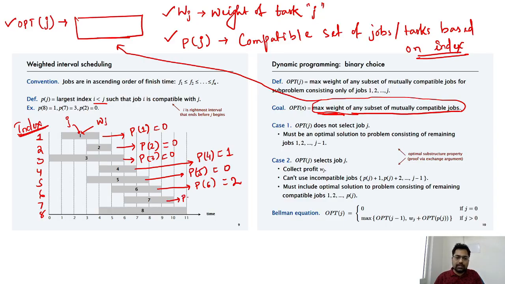Now for P7, I have to check here. We found 1, 2 and 3, three options. Why? Because the finishing time here is equivalent to the starting time of 7, and the other finishing times are less than the starting time. So it's now 3. For P8 we have to check the starting time. Only one job is compatible, which is 1. So that is why we can say P of 8 is 1.